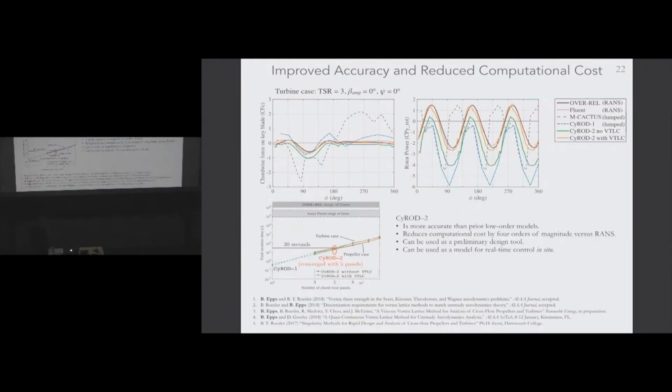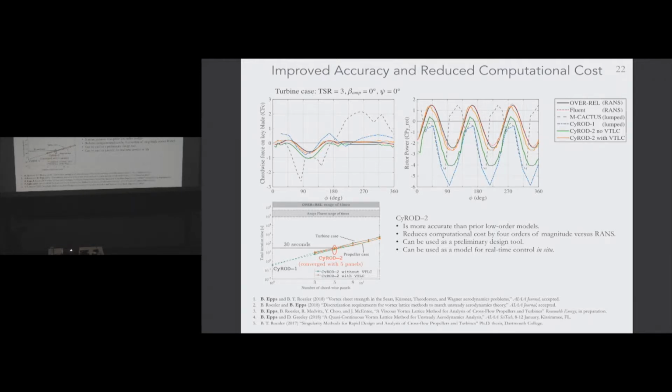All right, so here's some results. Looking at the chordwise force on one of the blades versus the orbit angle, we're plotting lots of things here. The black curve are Rand's results by a code called Overrel. That was by our collaborators at Penn State. The red dashed line are results from Fluent, from our model. So those agree well. Those are both Rand's codes, so they should give basically the same answer.